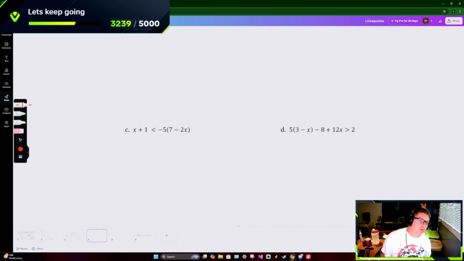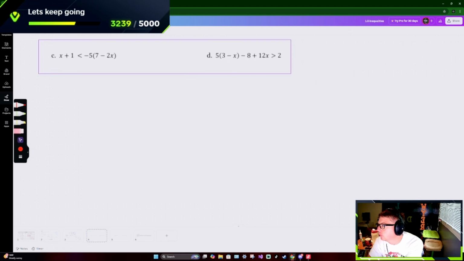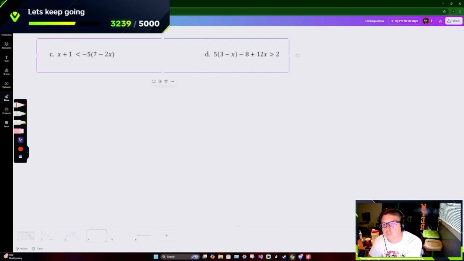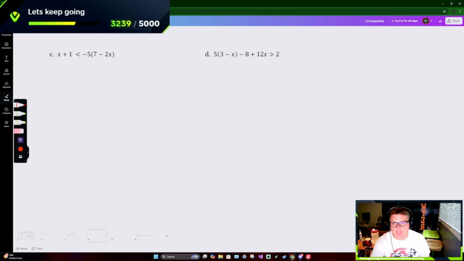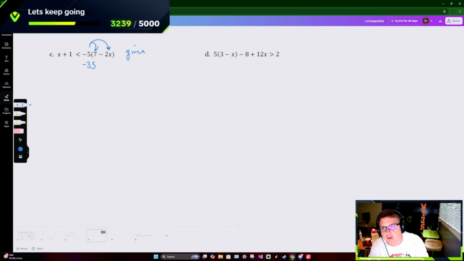So now it's just about putting all these combinations together and really trying to get a solution. All right, so let me try the first one, and then you can do the second one. So the first thing I want to do is distribute this into the parentheses. So a negative 5 times 7 is a negative 35. First off, this is given. Then a negative 5 times a negative 2 is a positive 10, and then keep the x.